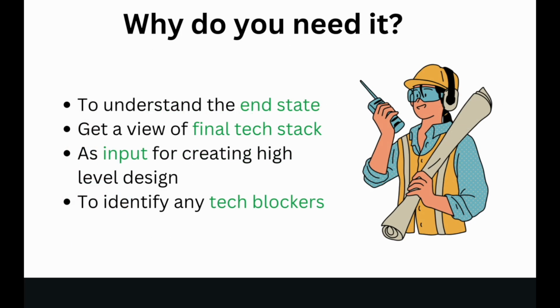So, why do you need it? An architecture blueprint helps you understand the end state or the target state that you want to achieve. It also helps you understand the final tech stack that you plan to use for implementing your data platform. Once the architecture blueprint is finalized, you can use it as an input for creating the high level design document. It will also help you establish the design principles and accordingly design various data management processes. Architecture blueprints can often help you identify any major tech blockers that can impact the platform design.